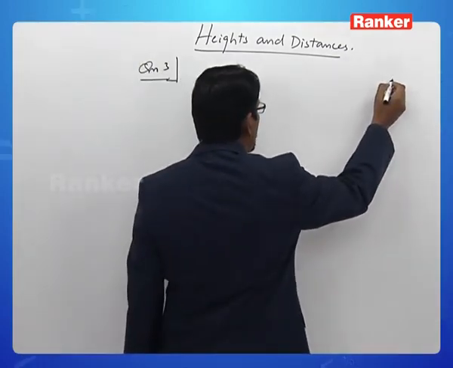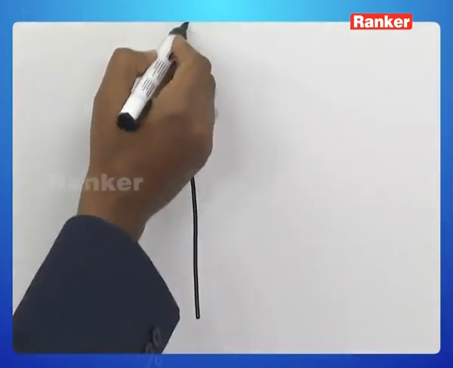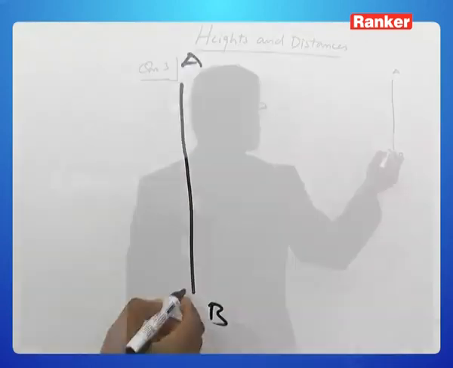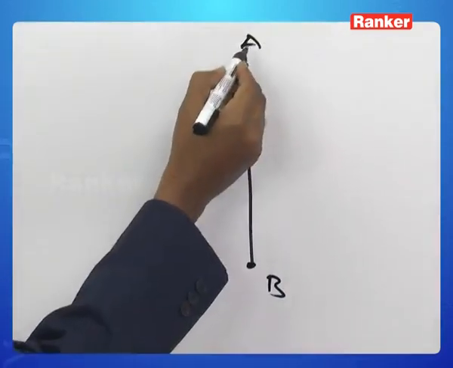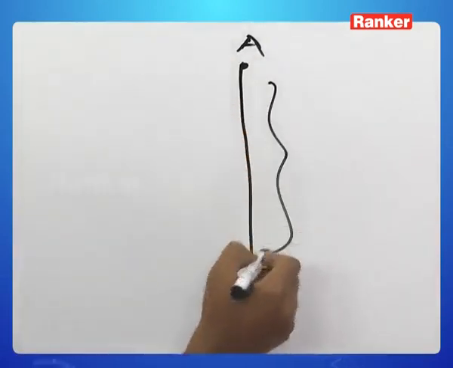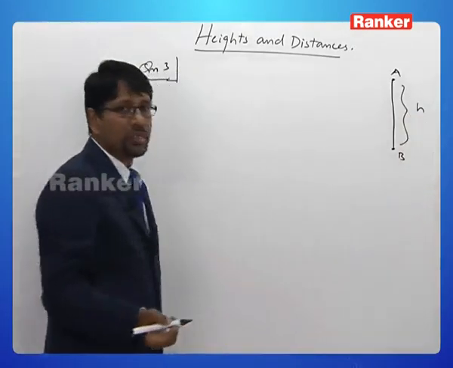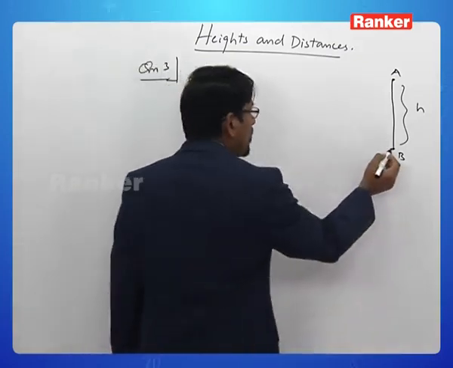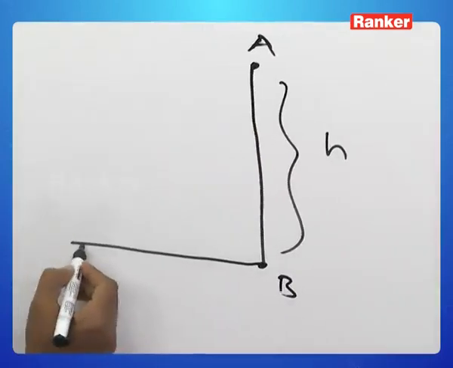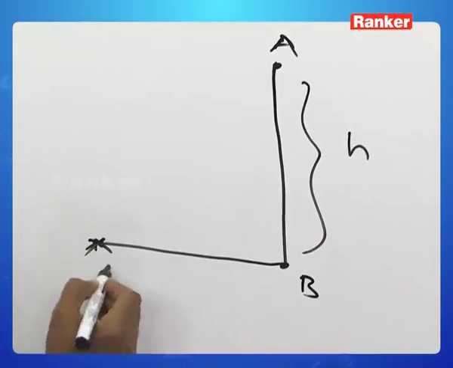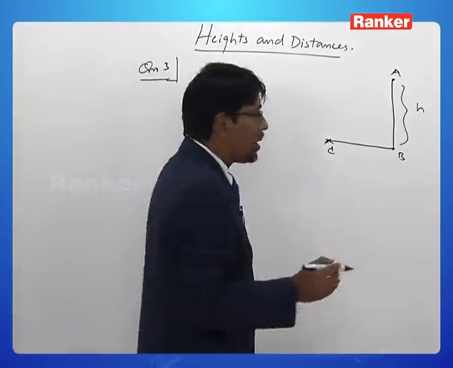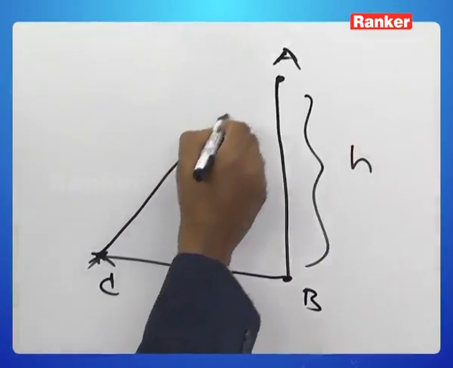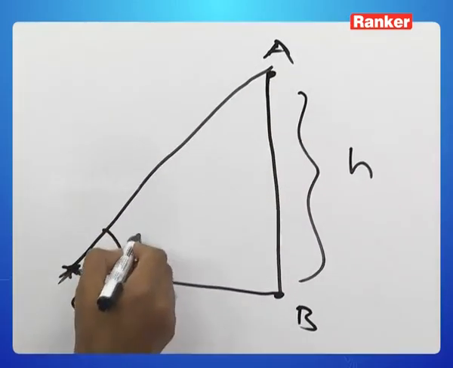We have a vertical pole AB, B at the ground, that's what is given. A is the top, this is the pole. Let's say the height of the pole is H. At a point C on the ground, if you look at the angle of elevation, that was 60 degrees. That is 60 degrees here.